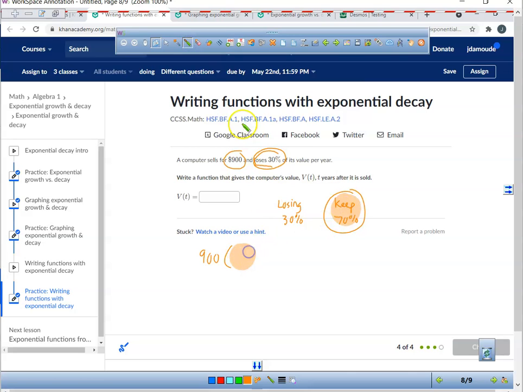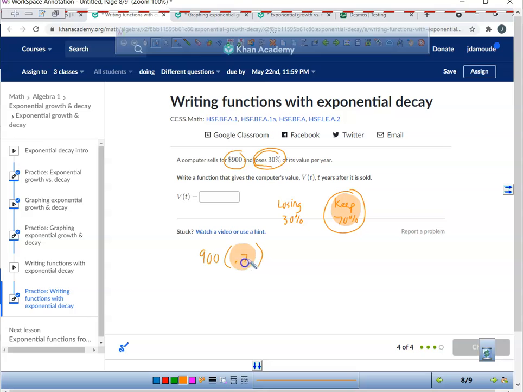But right here, what do students keep putting there instead of the right number? They keep putting the 0.3 instead of the 0.7 because they don't know what it means to keep stuff. They just know what it means to lose stuff. That's my answer. And that's called exponential decay.